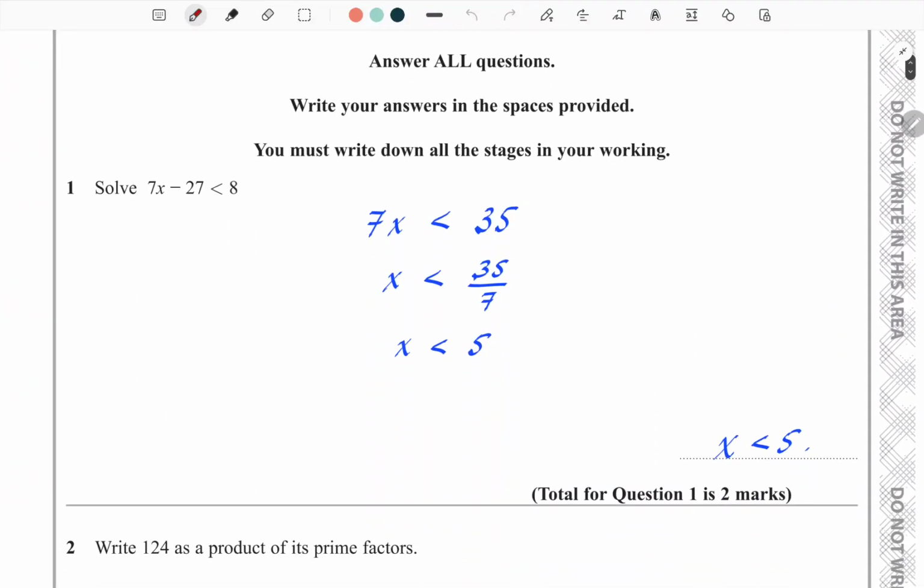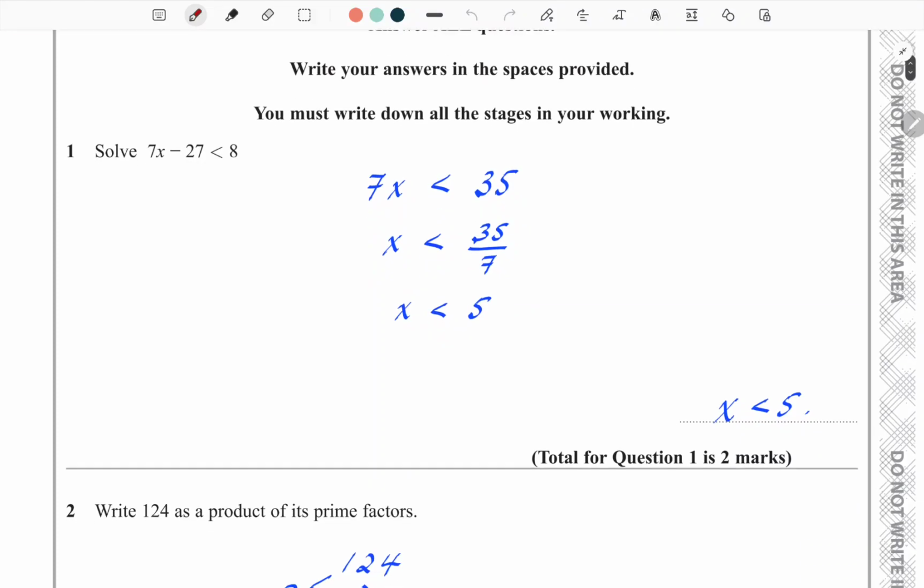All right, we're going to run through this, I hope, quicker than usual. Question number 1, inequality, you can see there, and not to waste any time, it's a straightforward linear inequality, just 7x minus 27 less than 8. Move the 27 as a plus to the other side, and you get 7x is less than 35. Divide both sides by 7, and you get x is less than 5. All right, that's your answer there.